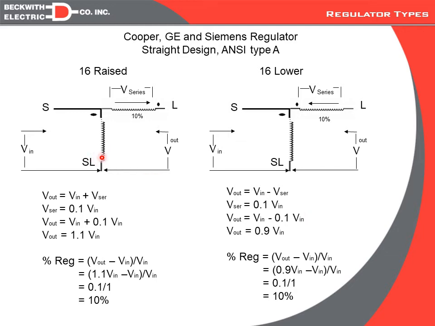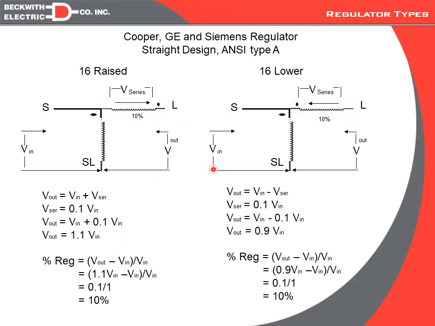A, no matter the vendor, what happens is, in the raised position, we have our source voltage coming in. If we add up from the SL, we're leaving polarity, and then we're coming through the series winding, leaving polarity. Since we're leaving on both, these two voltages sum up, and since this is a 10% winding at full 16 raise, that would give us 110% of the incoming voltage on the output side. And that is 10% per tap if we do the math down here.